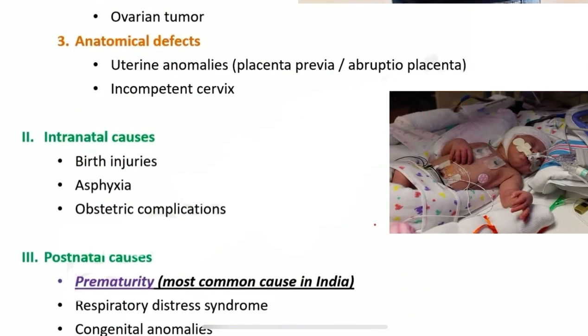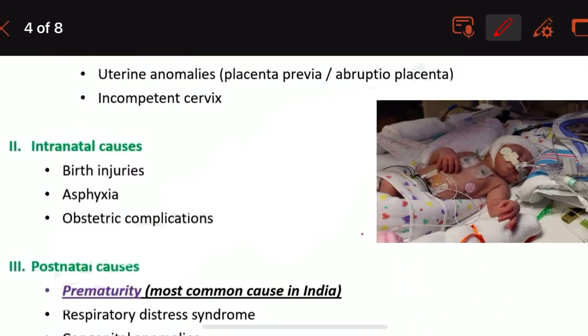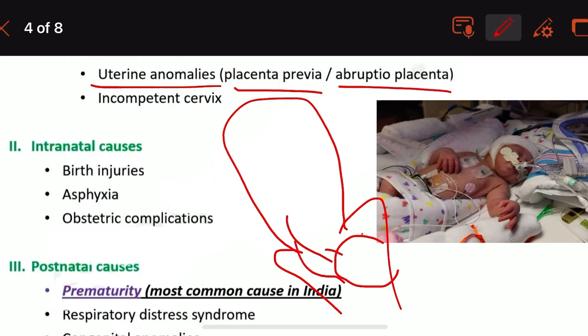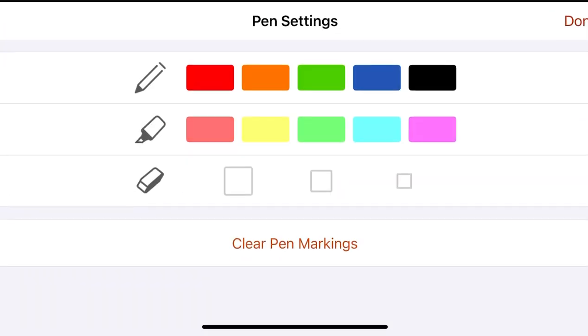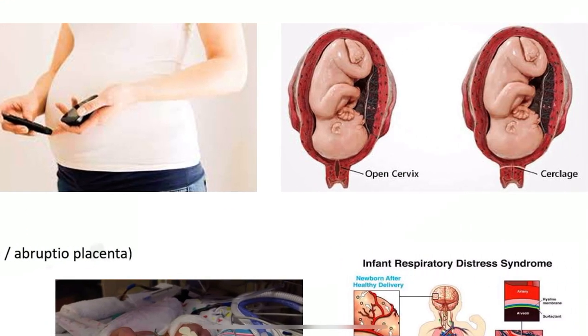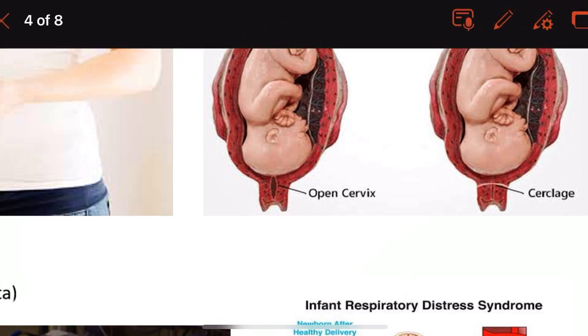And next we have anatomical defects, if there are uterine anomalies, if there is placenta previa or abruptio placenta. So we know that in cases of placenta previa, the placenta will be abnormally attached in the cervix. And abruptio placenta, the placenta gets detached, early detachment of the placenta occurs. And incompetent cervix could be another cause of the perinatal mortality. So we see that incompetent cervix is the one.